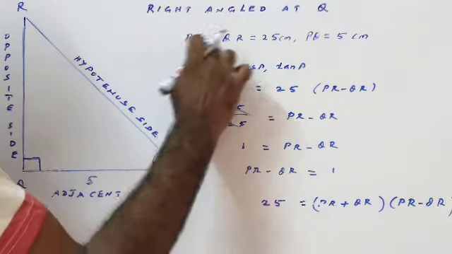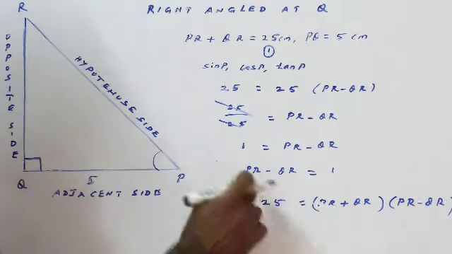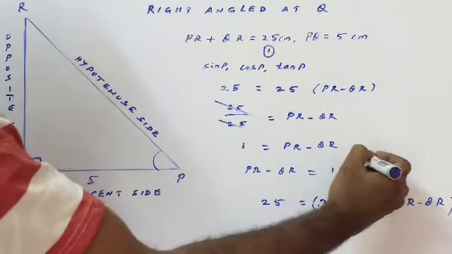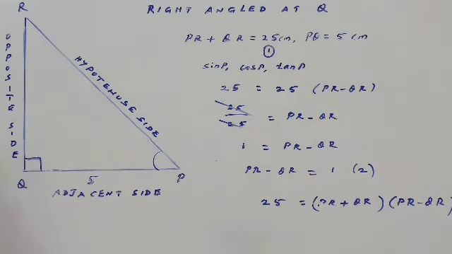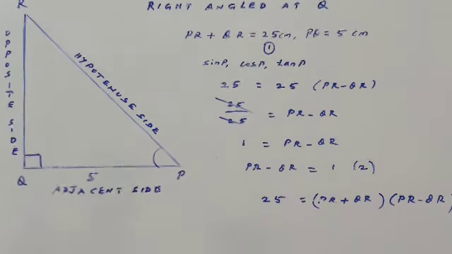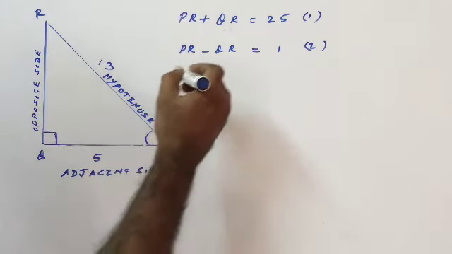We can consider PR plus QR equal to 25 centimeter as equation 1, and PR minus QR equal to 1 as equation 2. Now from 1 and 2 we can get the remaining sides. So given that PR plus QR equal to 25, and PR minus QR equal to 1, solving the two equations, we can get PR and QR.